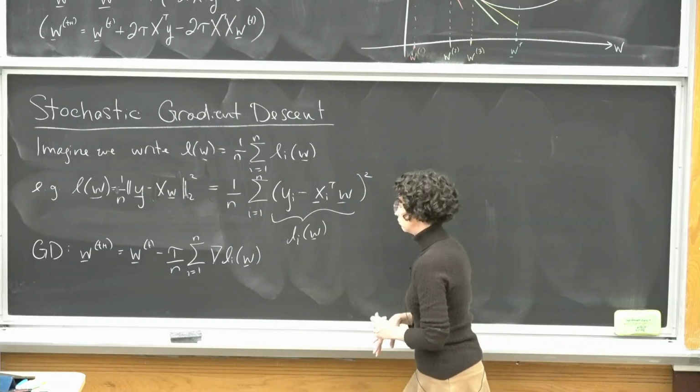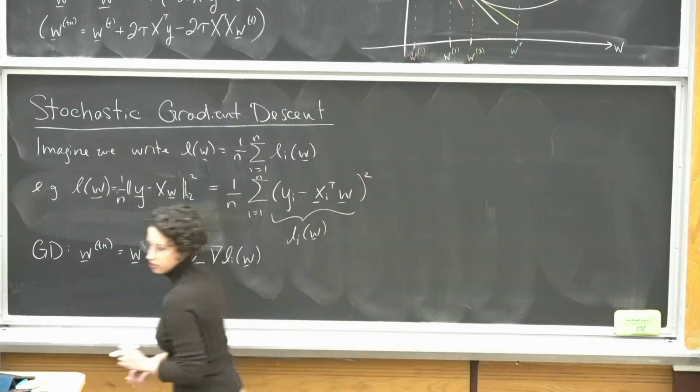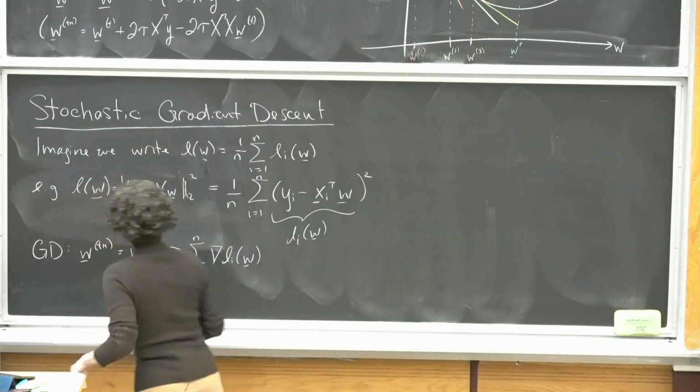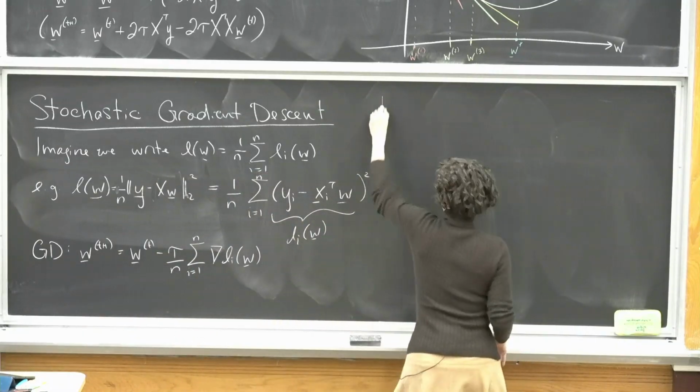Okay, or just want to make sure I'm doing my 1 over n stuff. Yeah. Okay, so that's what regular gradient descent does.